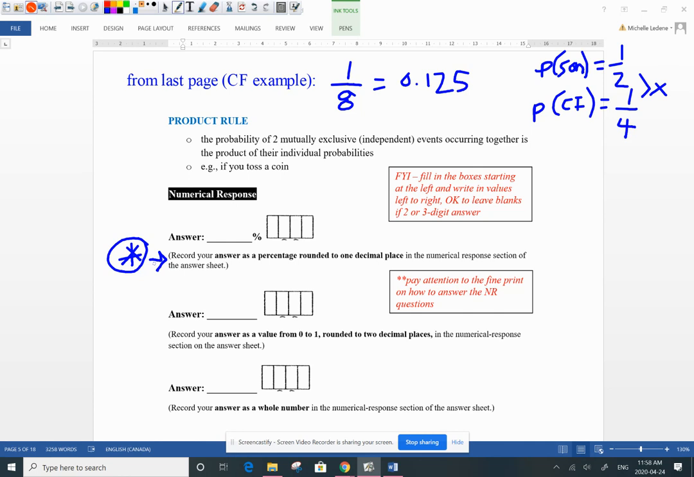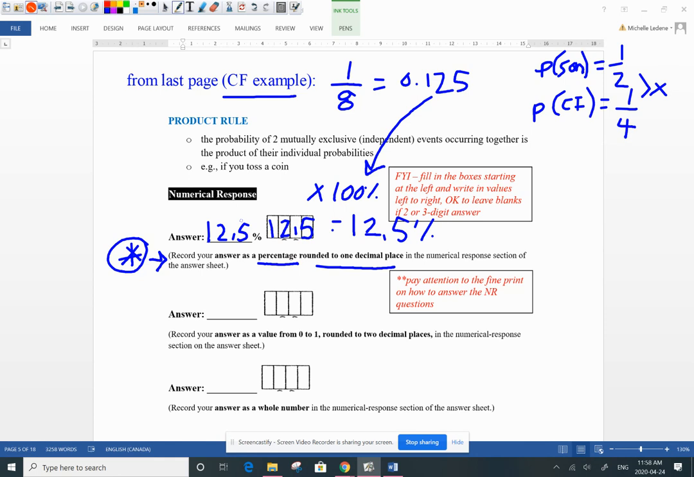So here's an example. Let's say we just found this, and now they're asking you to record your answer as a percentage rounded to 1 decimal place. How do we go from this decimal value to a percentage? Well, we times by 100%. When we do that, we get 12.5%. Is that a percentage? Yes. Is it rounded to 1 decimal place? Yes. How would we write this in the boxes on our numerical response answer sheet? Just like that: 12.5%.